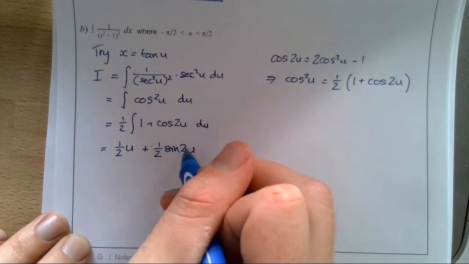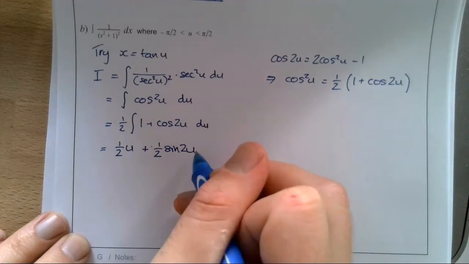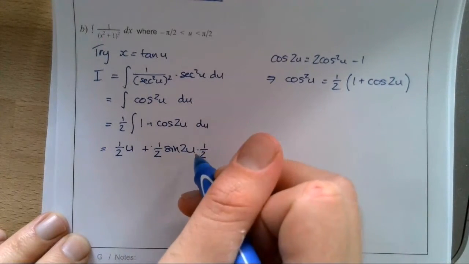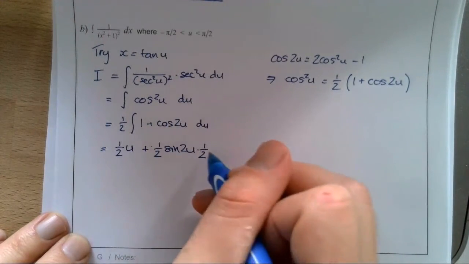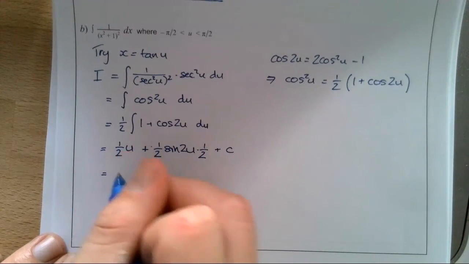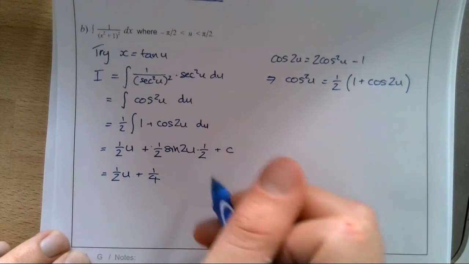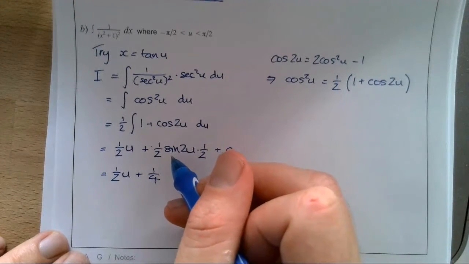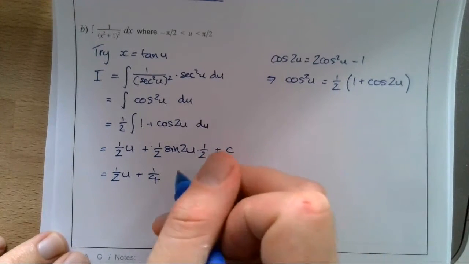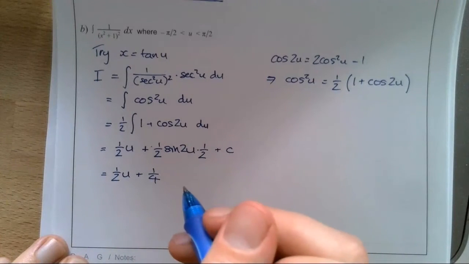which, when we integrate that, is going to give me a half u plus a half sine of 2u, but because of this 2, that would actually add an extra half to make this work. So I'm actually going to end up with a quarter when I simplify it, plus c. So a half u plus a quarter sine 2u. Now what I'm going to do is, because I don't really know how to deal with sine of 2u, I'm going to use that identity of sine 2u equals 2 sine u cos u.